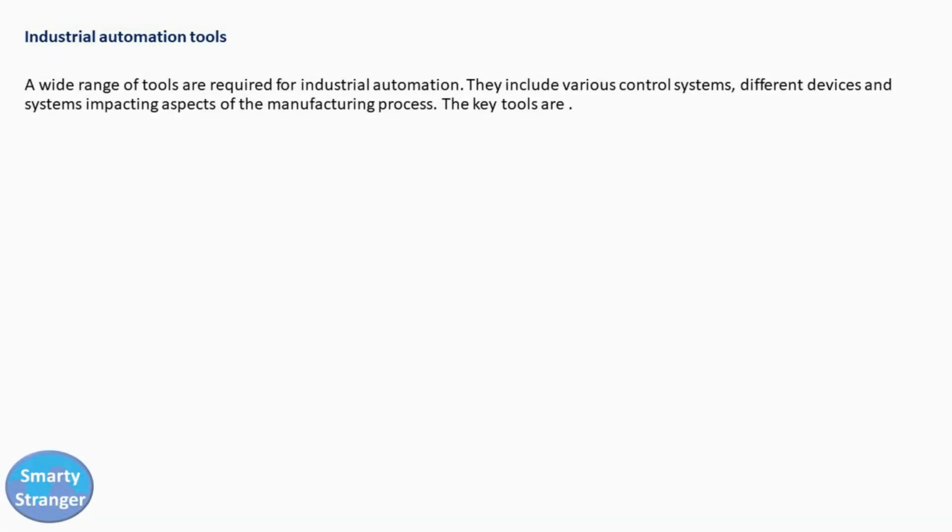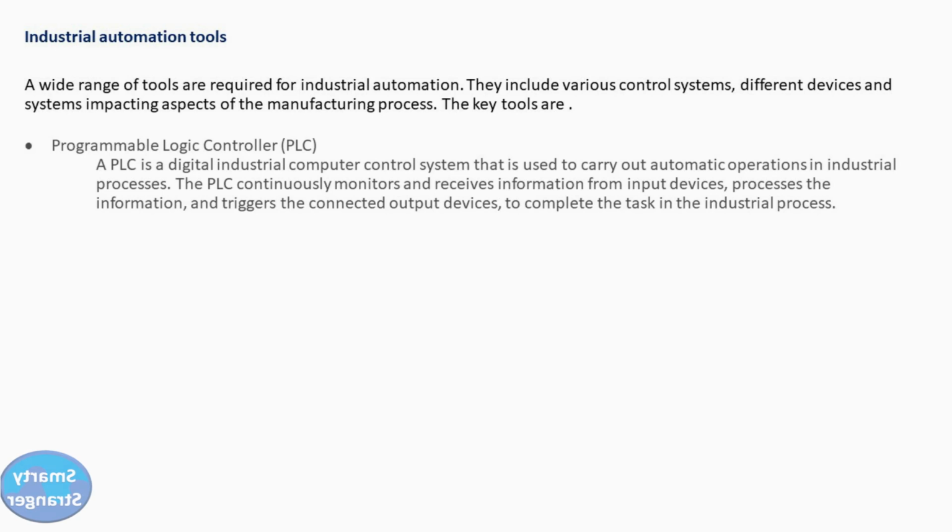Industrial automation tools. A wide range of tools are required for industrial automation. They include various control systems, different devices, and systems impacting aspects of the manufacturing process. The key tools are the Programmable Logic Controller, PLC. A PLC is a digital industrial computer control system that is used to carry out automatic operations in industrial processes. The PLC continuously monitors and receives information from input devices, processes the information, and triggers the connected output devices, to complete the task in the industrial process.